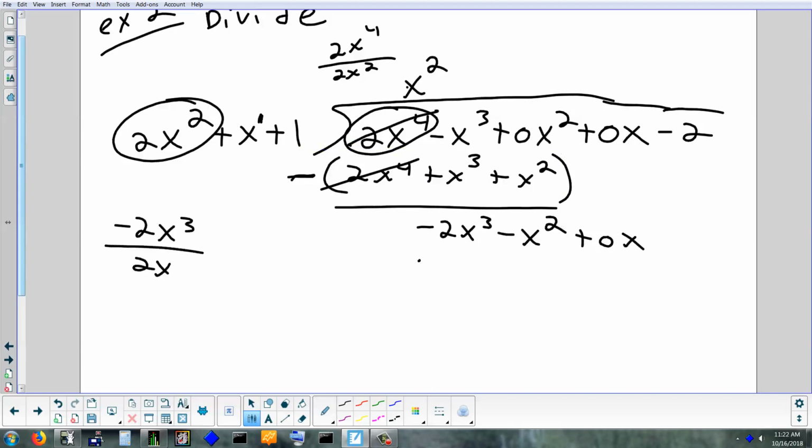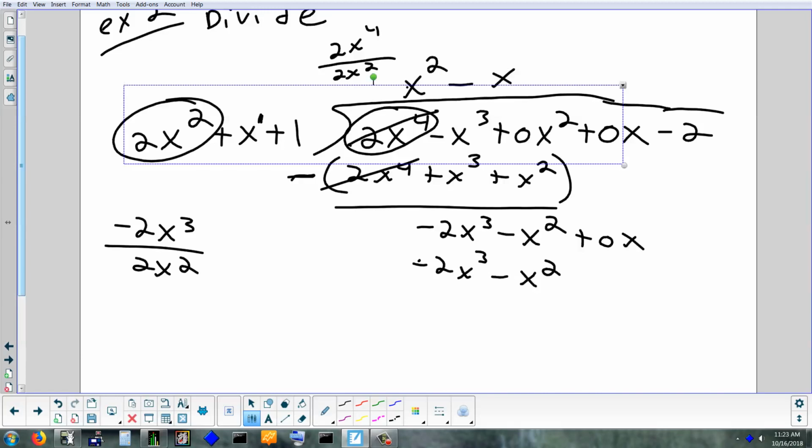by 2x squared. What do we get there? Yep, negative x. Multiply it back out. Negative 2x cubed. Now this is good. Watch what's going to happen here. Negative x times x is negative x squared. Okay, so we're going to get a couple things that cancel, which means this problem's going to be done right now. You'll see in 1 second. And then negative x times 1 is negative x.